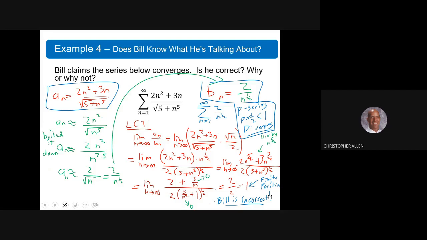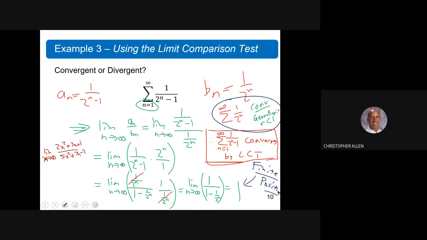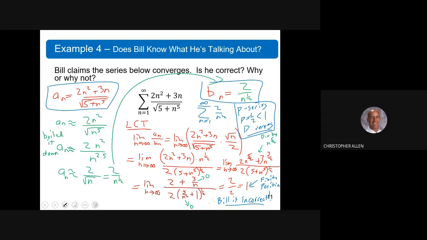So anyways, that's the last example. I tried to do kind of an easy, straightforward one here, and then, of course, I tried to do one that was a little bit more complex. And then I did the same thing on the front with the direct comparison test.